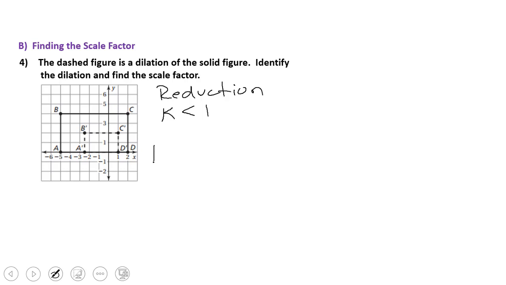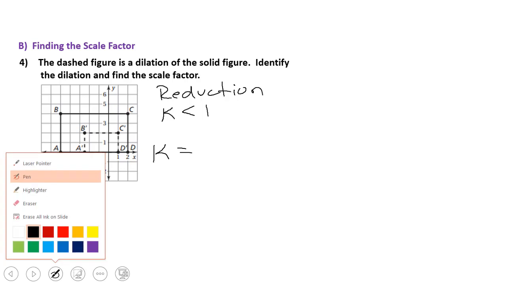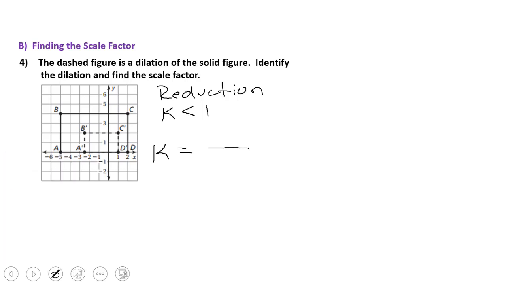So let's talk about it. We know that K has to be the ratio of the image to the original figure.